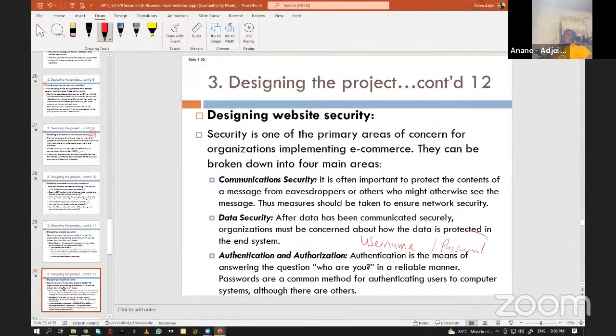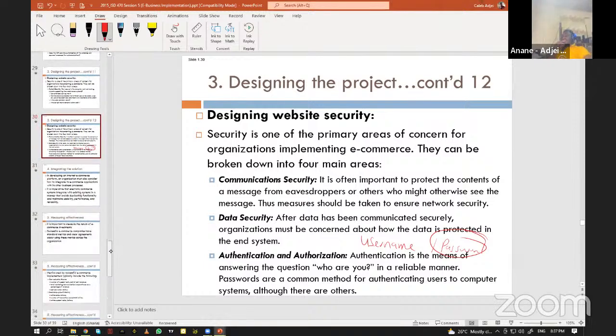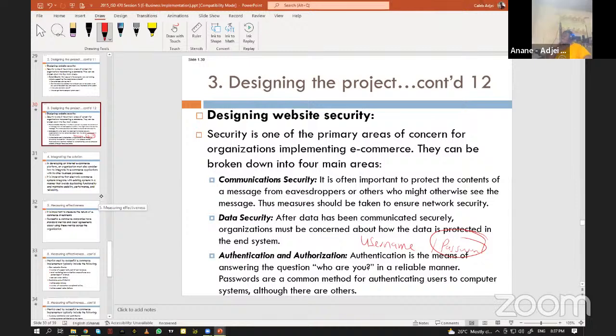So as soon as you go there and they ask your username, that is, who are you? So you enter Rita Frimpong. How am I sure it's you? Then you enter your password to authenticate you. So passwords are a common method of authenticating users on a computer system, although there are other systems. You can use face recognition, the fingerprint system, voice control, and a whole lot of other systems.